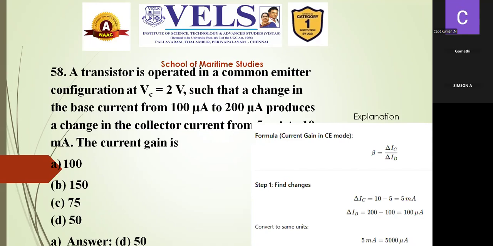The ratio between the change in current in collector and change in current in base. So we write beta is equal to collector current 5 into 10 power minus 3 divided by 100 into 10 power minus 6. So the answer is option D, 50.